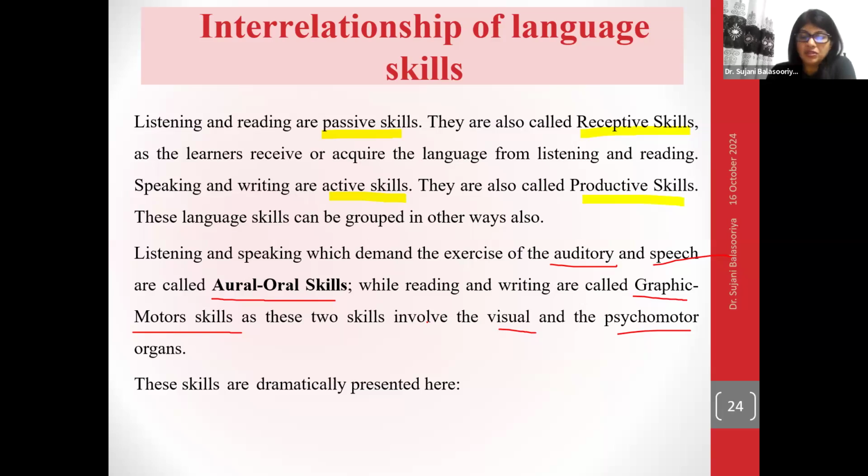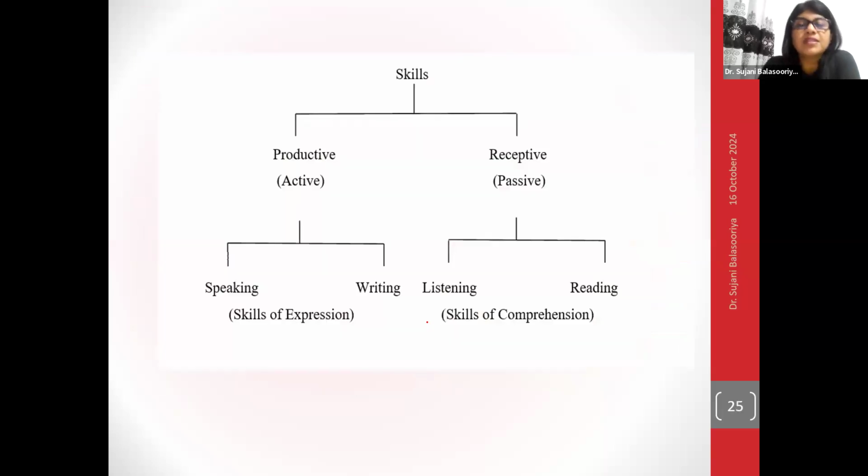I will show you them. You also have this diagram: basically, all the skills divided into productive and receptive. What are the productive skills? Speaking and writing. Whereas receptive skills are listening and reading. So these receptive skills we identify as skills of comprehension.